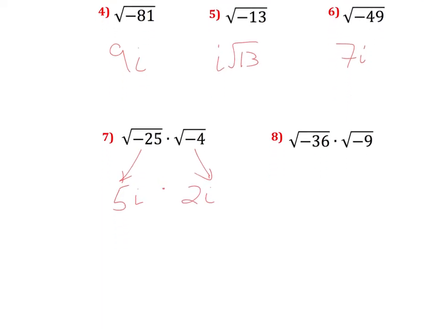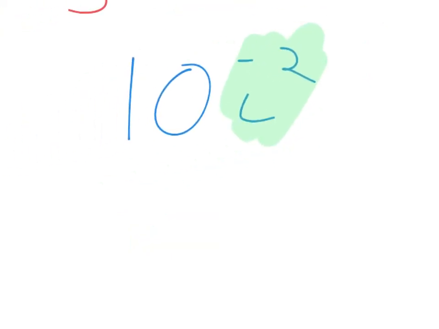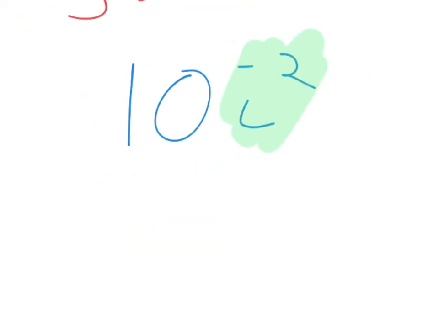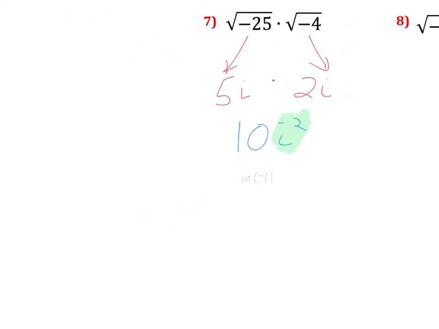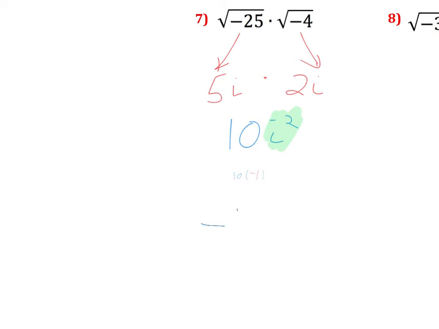Now when I multiply those together, 5 times 2 is going to give me 10. i times i is i squared, and hopefully sirens are going off in your brain. i squared is technically a negative 1. It's a negative 1 in disguise. So this is really saying 10 times negative 1, and I think we can all do that mentally. That would be negative 10.